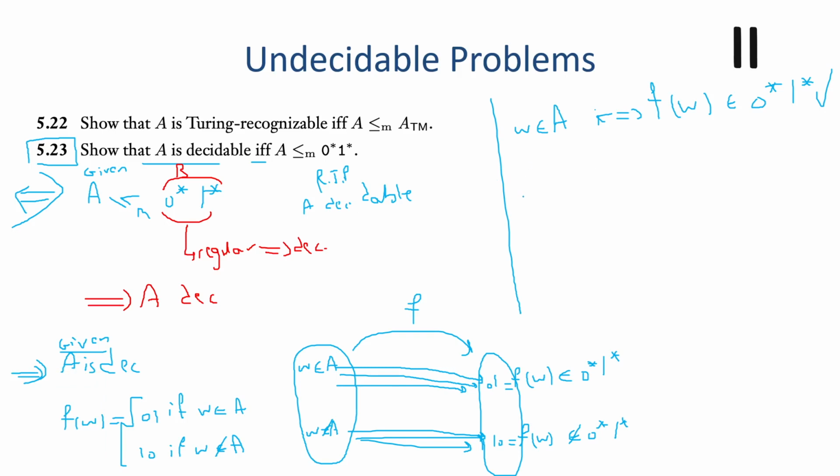But is this mapping computable? Computable means, is there some Turing machine that can do this mapping? You give it W as input on the tape, and when it's done, you get f of W on the tape. So say something very similar.